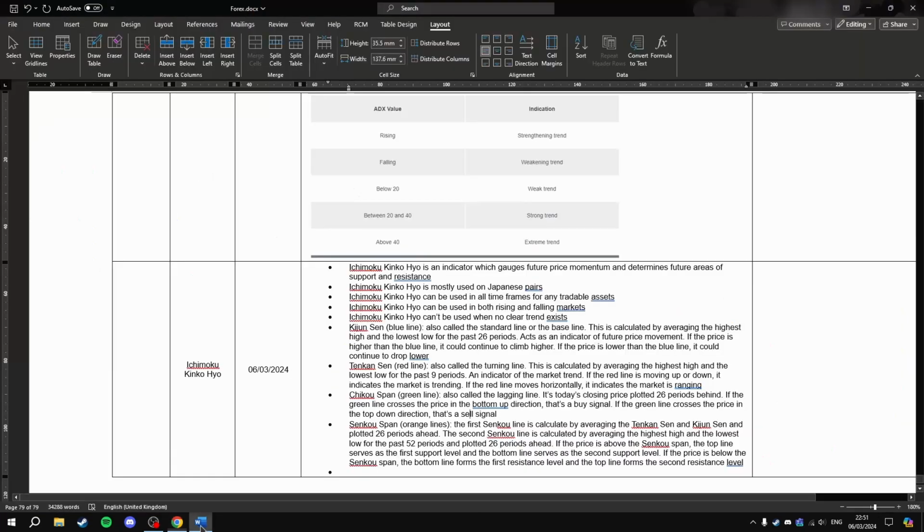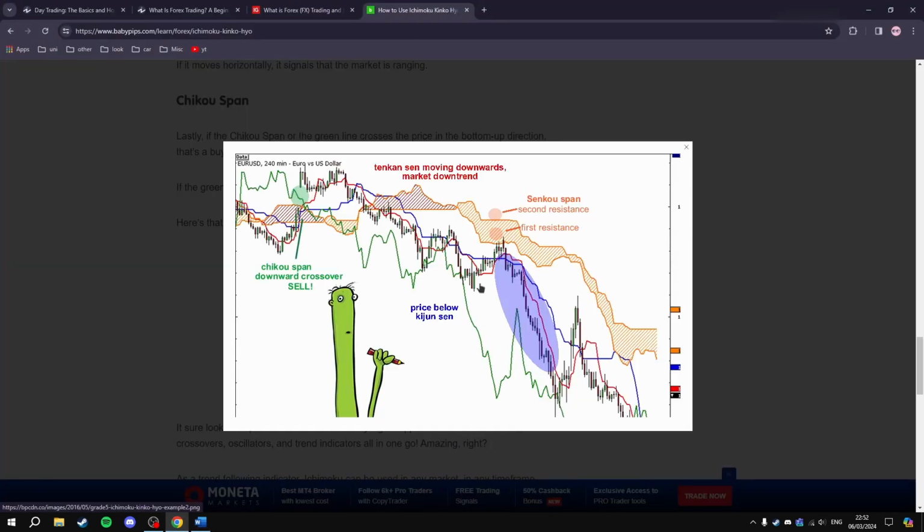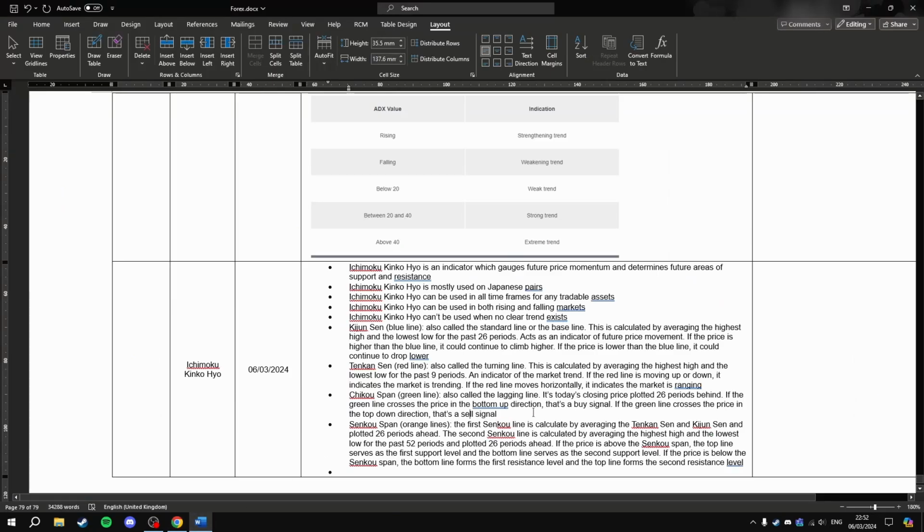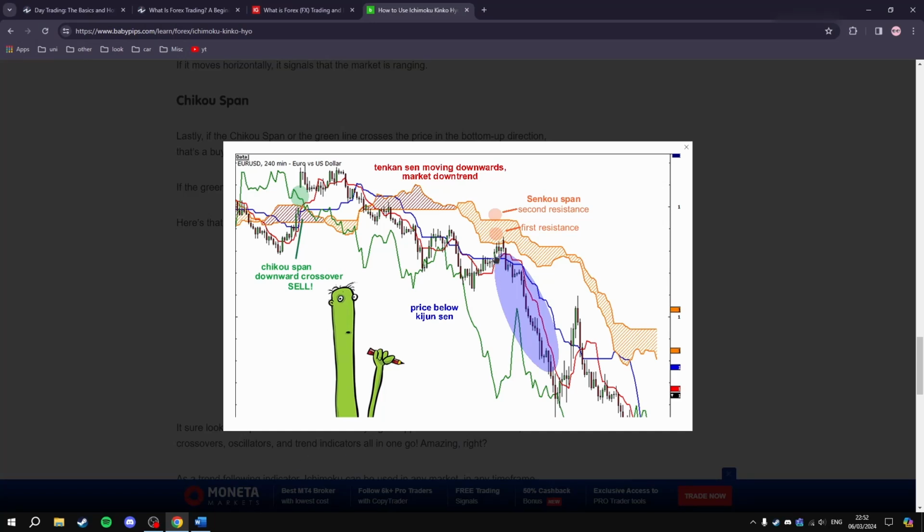Senkou span. If the price is above the Senkou span, which it is not, the bottom line forms the first resistance and the top line forms the second resistance. So first, second resistance. I don't know why you would need two resistances though.